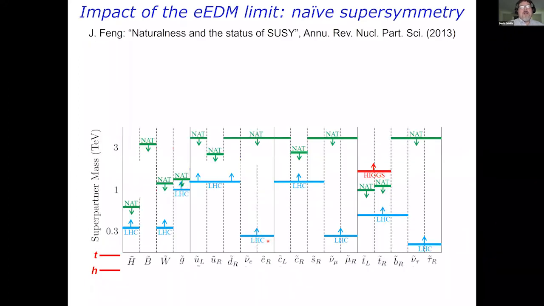Another way of looking at this, one of the main drivers for looking for electric dipole moments has been that they have been predicted to occur in supersymmetric theories. So this is a plot taken from Jonathan Feng that shows on the x-axis different supersymmetric partner particles of all the known standard model particles. Over on the y-axis is, in a log scale, the mass of particles. Over here are the masses of the two heaviest standard model particles, the top quark and the Higgs boson. The blue lines show what the LHC has ruled out.